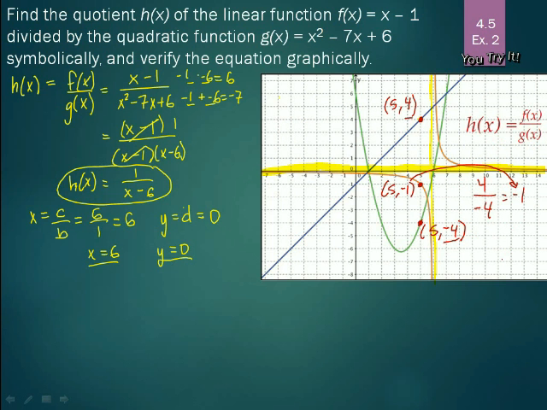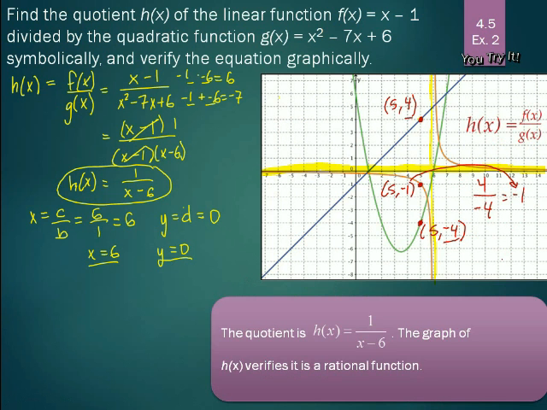So let's summarize our answer. Our answer is the quotient is h of x equals 1 divided by x minus 6. The graph of h of x verifies it is a rational function.